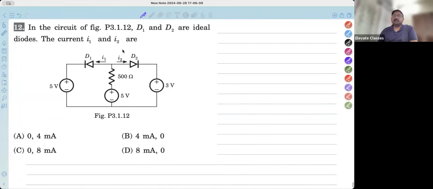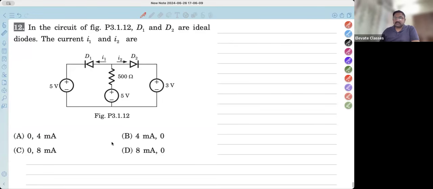Now the first thing to do is to start by making an assumption. Assume that both are forward biased. But as I told you, in the exam, read the question, see the diagram, read the options. That will help you a lot. If you read the first option, it is 0 and 4. 0 means D1 is off. B is 4 and 0. 0 means D2 is off. C is again 0, and D has 1 and 0. That means 101% either D1 or D2 is off, right? D1 or D2 has to be off. Both cannot be on.